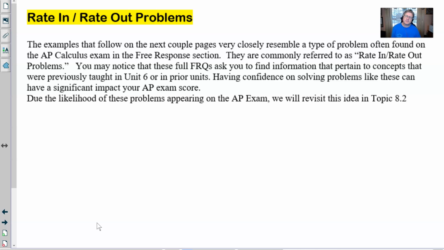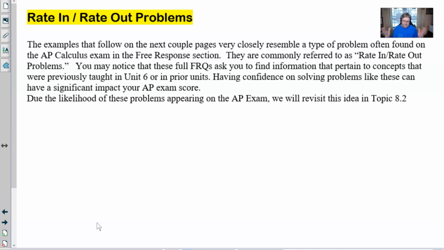Well, it's the infamous rate in and rate out problems. The examples that are going to follow on the next few pages and in our next 2 videos very closely resemble a type of problem that you're going to see on your AP Calculus exam. And we call these rate in and rate out. These are going to be on your free response part of your exam. They're typically the very first or the very second free response question. They're typically a calculator active problem.